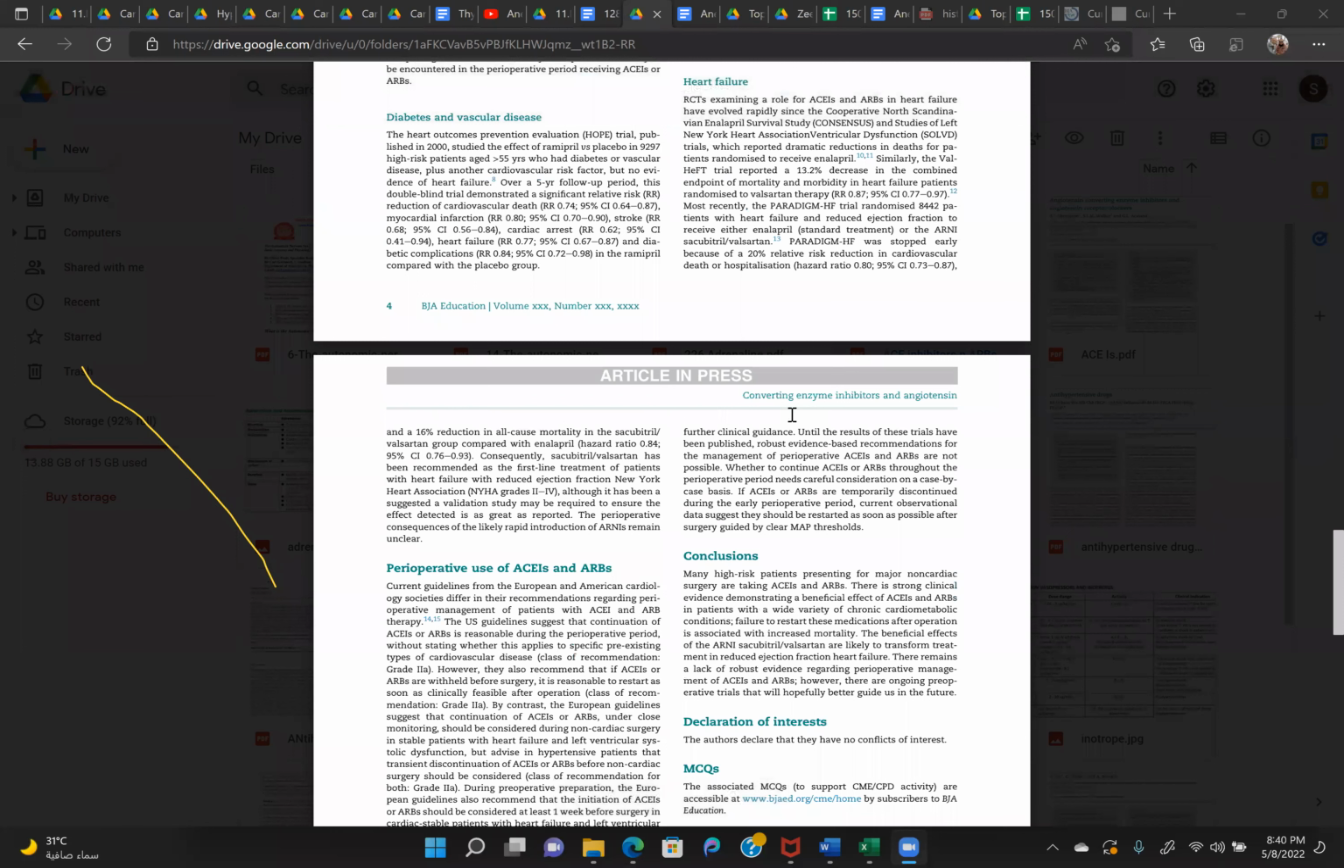Anyways, when the blood pressure is controlled, automatically the risk of stroke will be reduced. Okay.